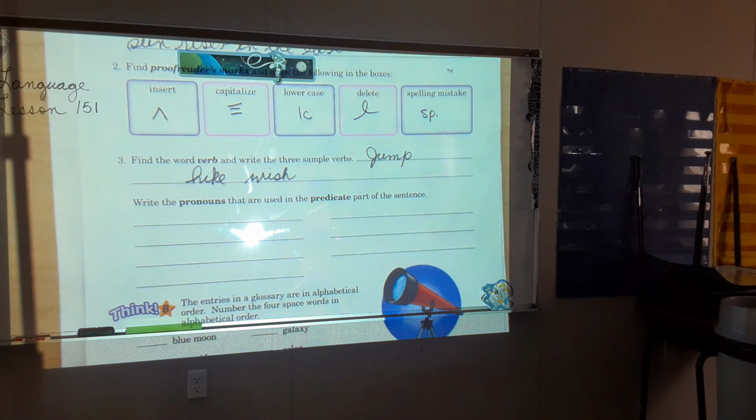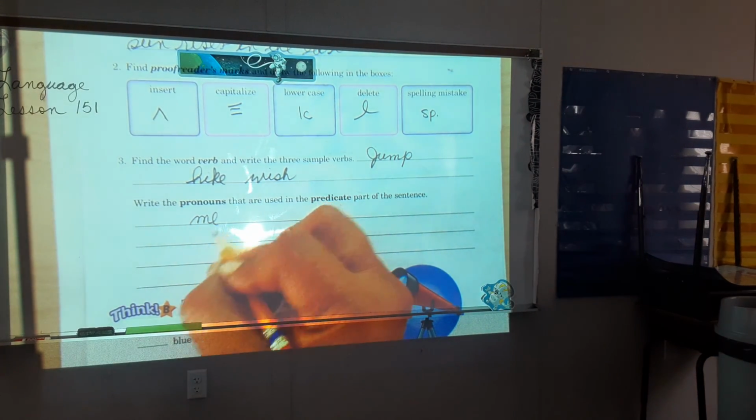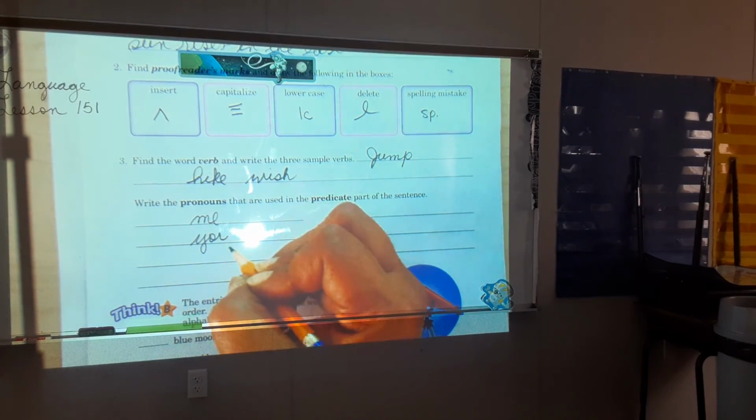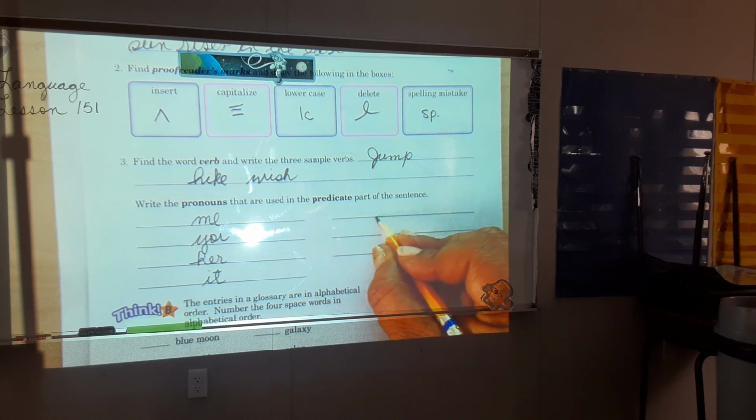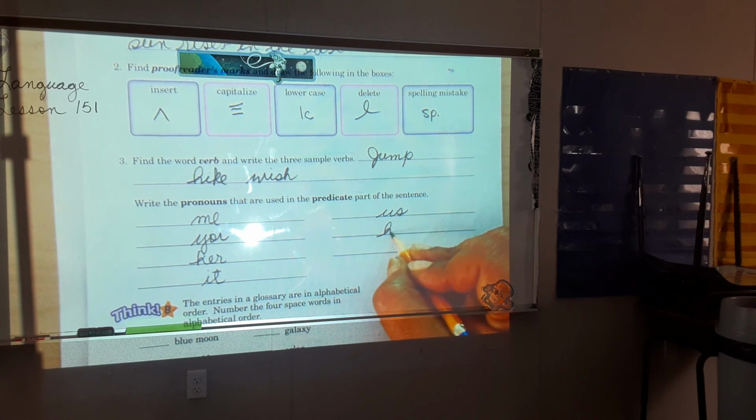Write the pronouns that are used in the predicate part of the sentence. Me, you, her, it, us, him, them.